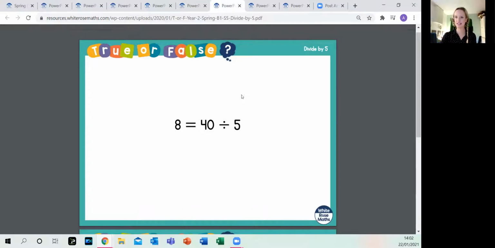Question 6. Another number sentence, and this is to do with your 5 times tables. This time it says 8 equals 40 divided by 5. Is that true or is that false? 8 equals 40 divided by 5.